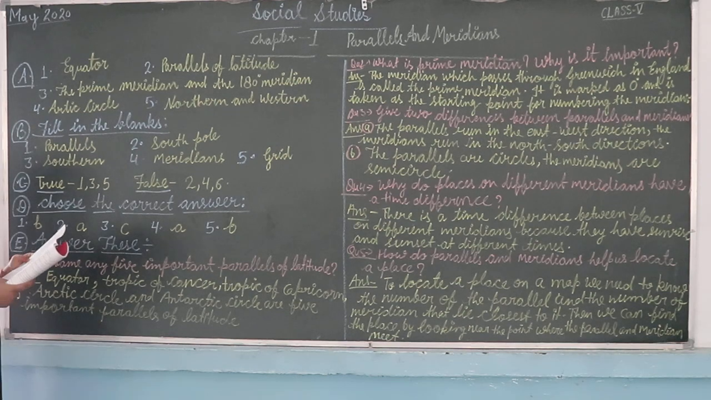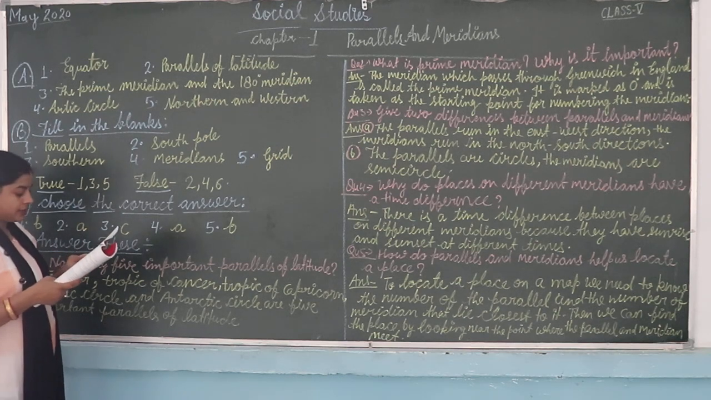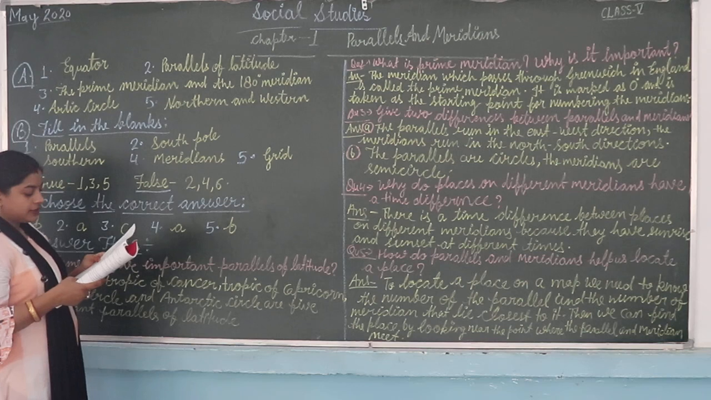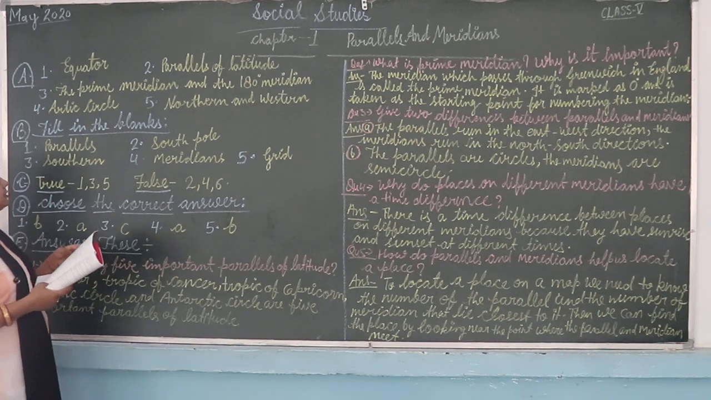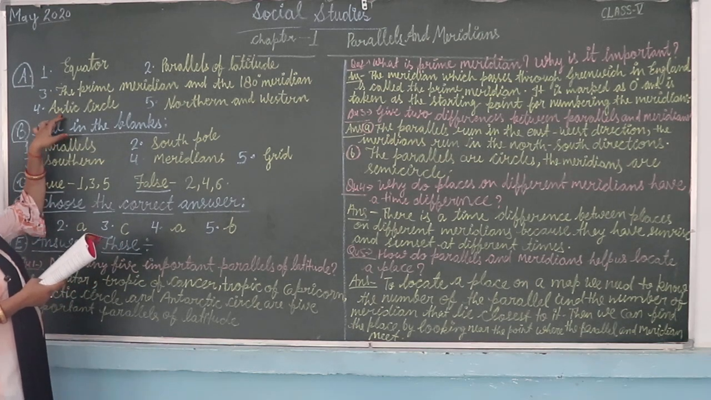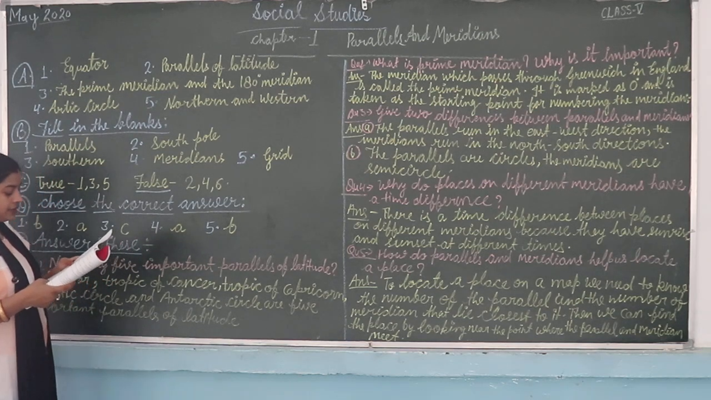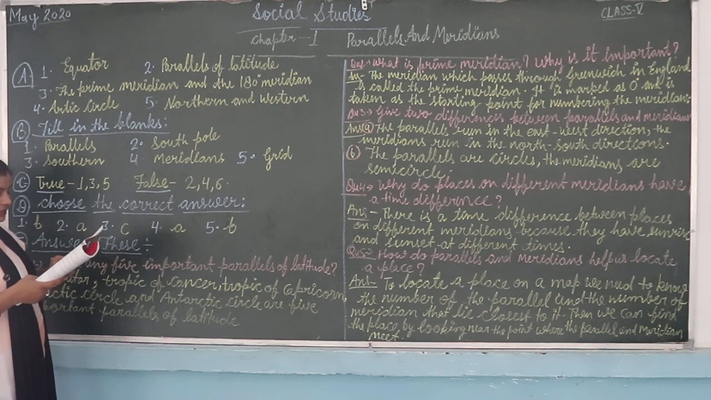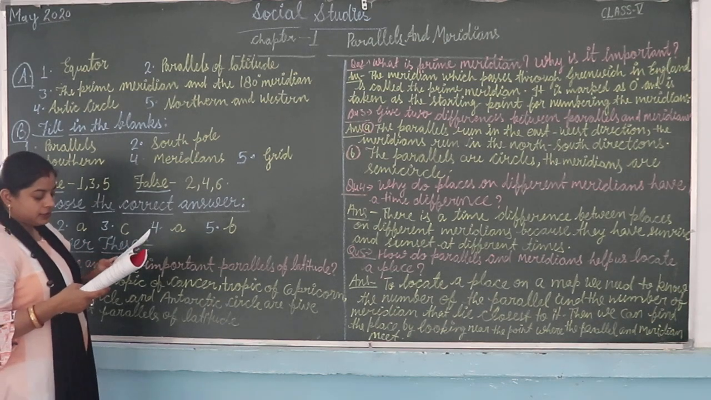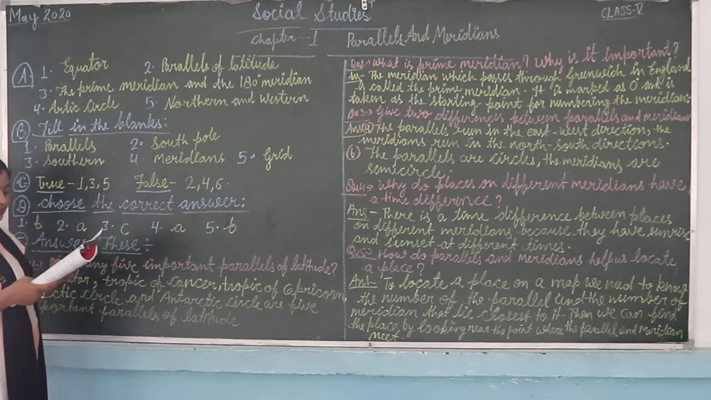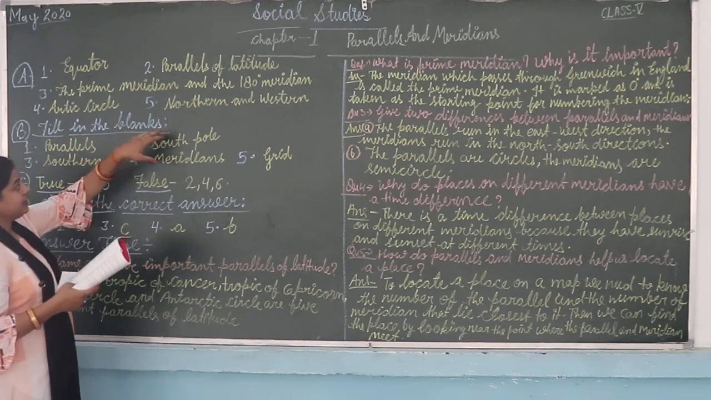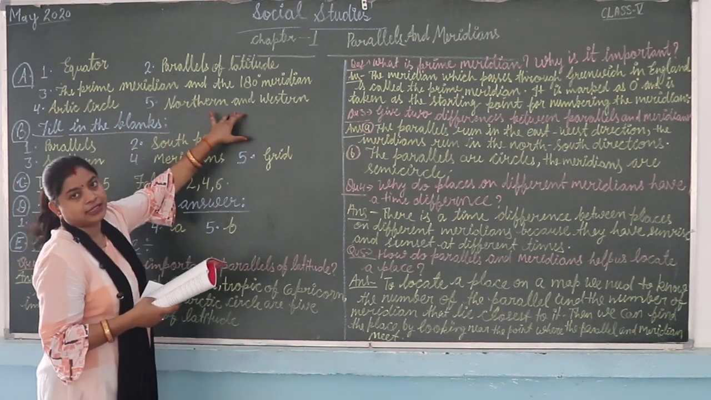Next question, which of these is more to the north, the Arctic Circle or the Tropic of Cancer? Answer is Arctic Circle. Next, a place has the 80° north and 150° west lines passing through it. To which hemisphere does it belong? Answer is northern and western hemisphere.